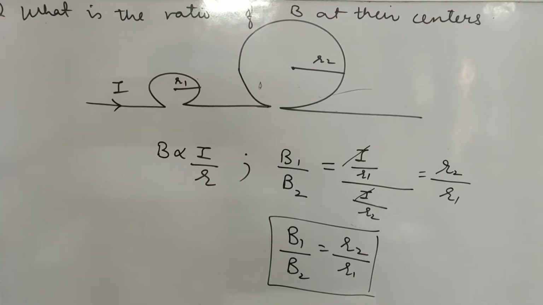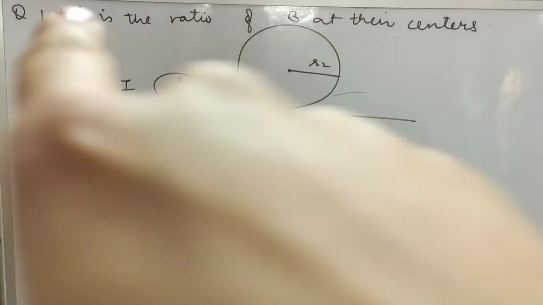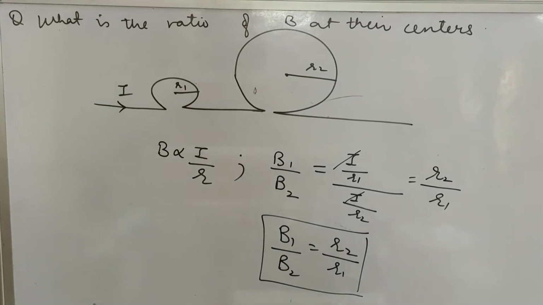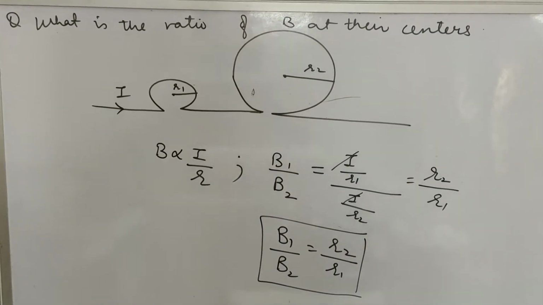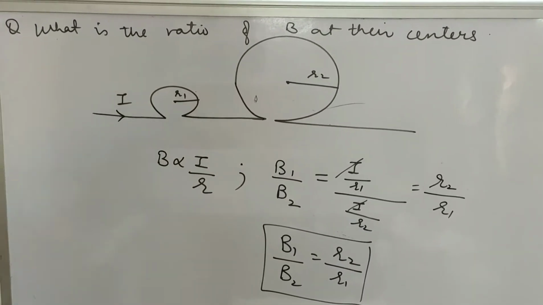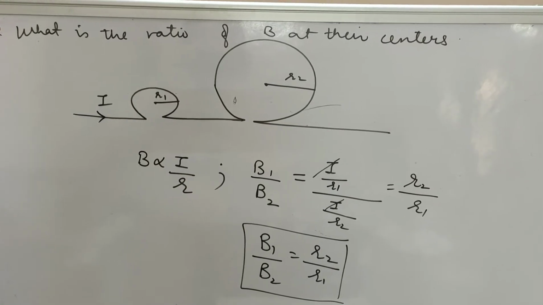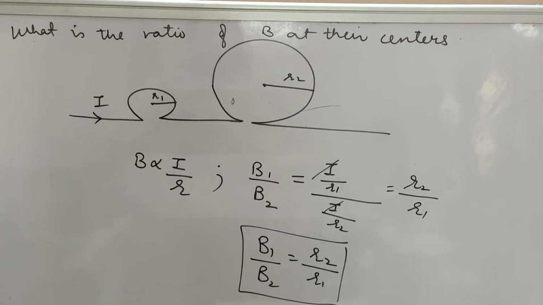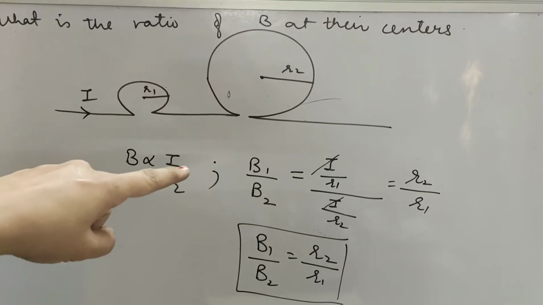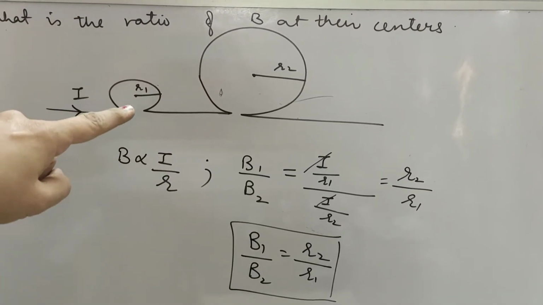Okay, so you have to find the ratio of the magnetic field at their centers. Two loops have been connected in series in the manner that is shown here. They have different radii R1, R2, and since they are connected in series, that gives you an indication that the current through both of them is going to be the same. Okay, so the magnetic field at the center of a current carrying loop is directly proportional to the current and inversely proportional to the radius of the loop.